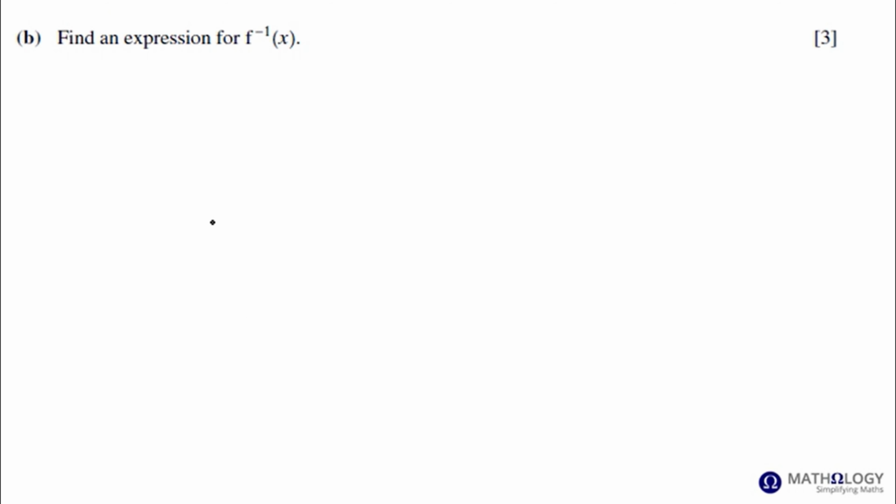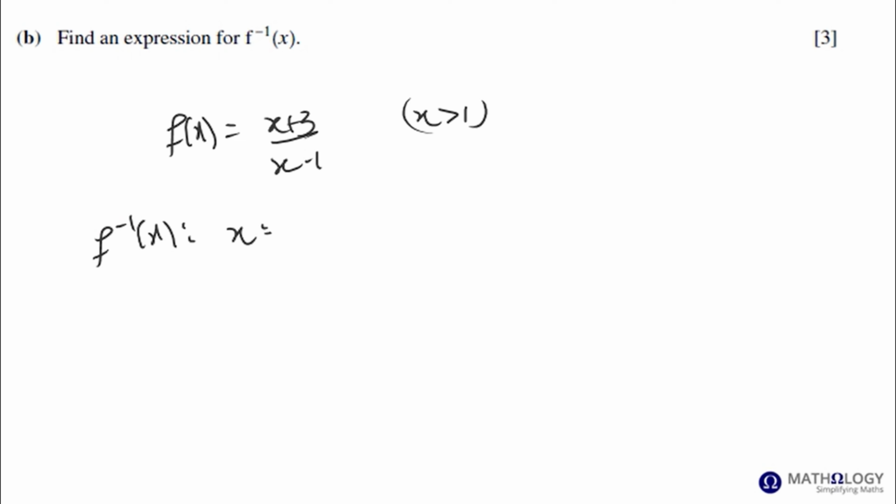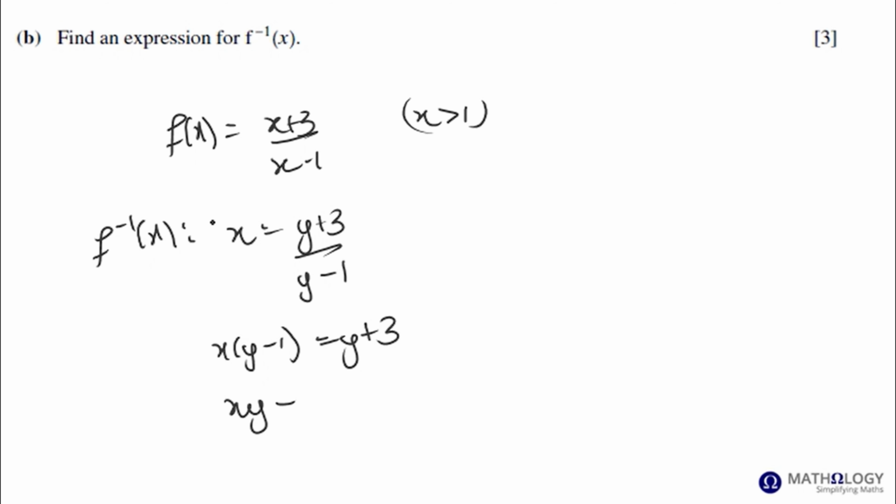Find an expression for the inverse of f. Okay, so f of x equals x plus 3 over x minus 1. So the inverse of f would be x equals y plus 3 over y minus 1. And now we make y the subject. xy minus x equals y plus 3.